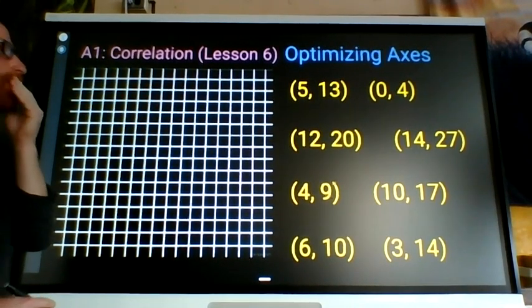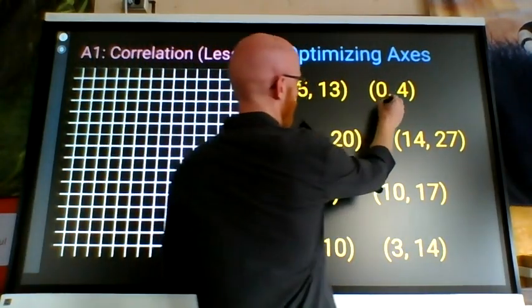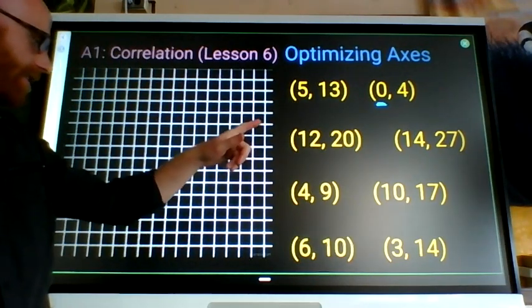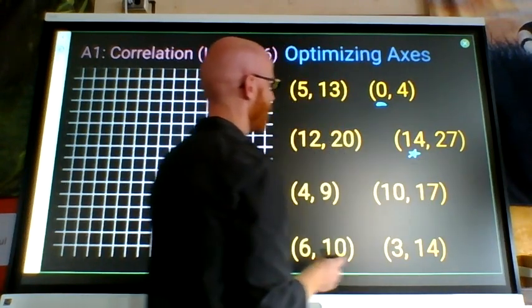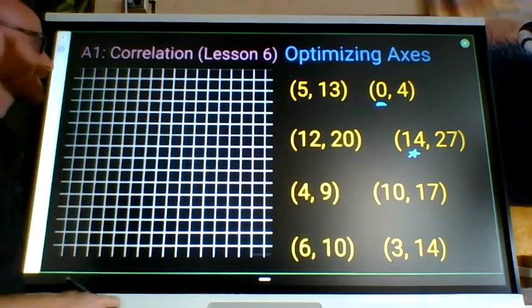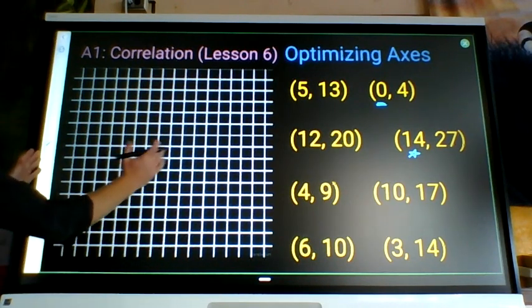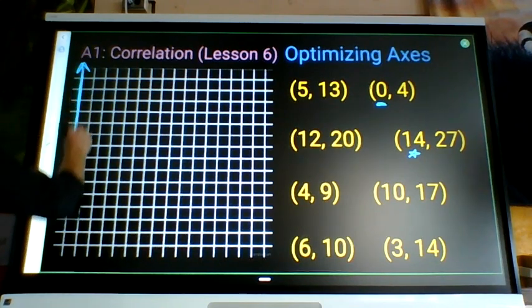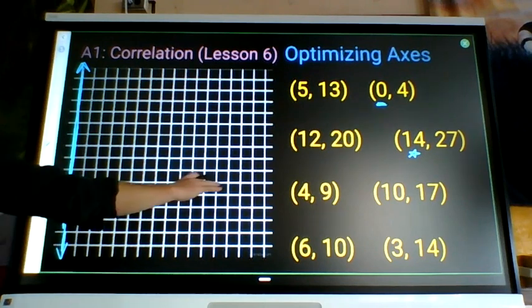Let's look at another set. All right, I'm looking for my lowest and my highest x values. Looks to me like 0 is the lowest, 14 is the highest x value. So I need my x axis to be able to go from 0 to 14. I'm going to put my y axis all the way on the end. I don't need any negative numbers. All I need is the positive numbers.